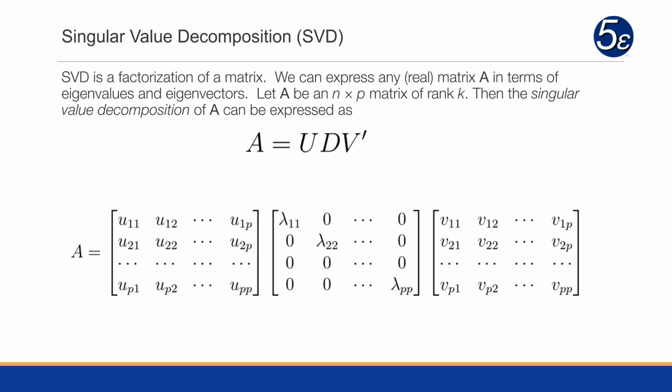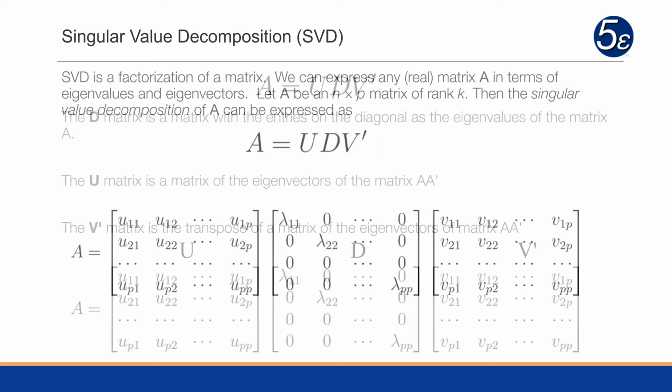So as we said, it is a factorization of a matrix, and we can express any real matrix A in terms of its eigenvalues and eigenvectors. If we have A as an n by p matrix of rank k, then the singular value decomposition of A can be expressed in this form: A equals U matrix times D matrix times V transpose. Let's look at what those pieces are.